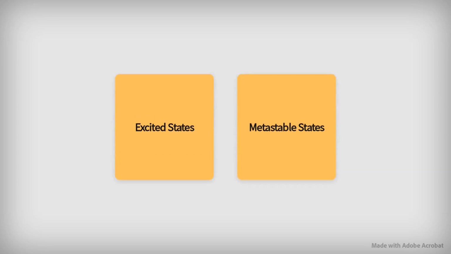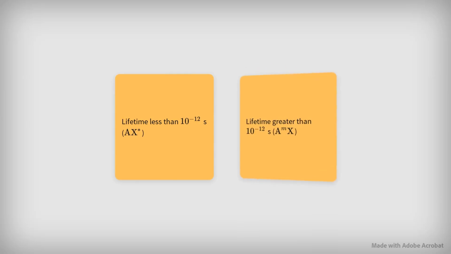Here's how unstable nuclear arrangements are classified. Excited and metastable states differ by their lifetimes and stability. Excited states have lifetimes less than 10 to the power of -12 seconds, often denoted as A X star. Metastable states have lifetimes greater than 10 to the power of -12 seconds, represented as A m X.